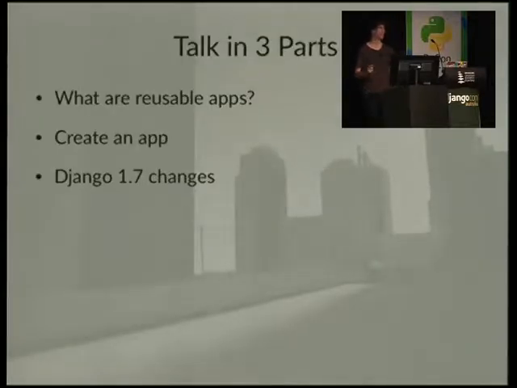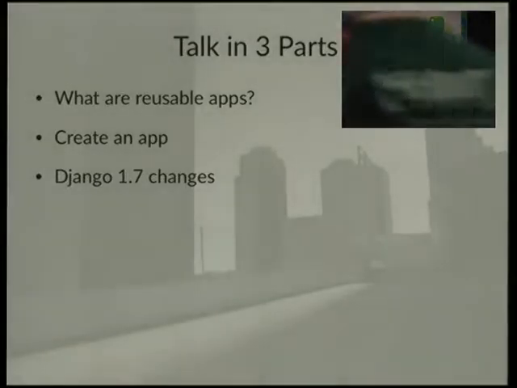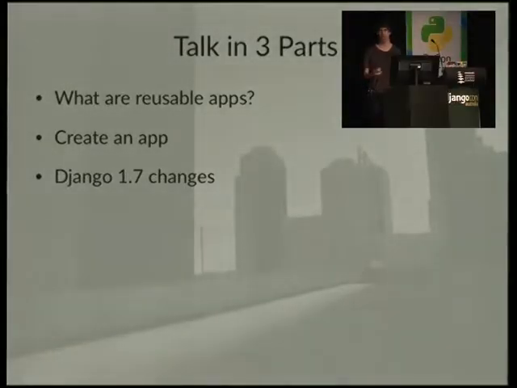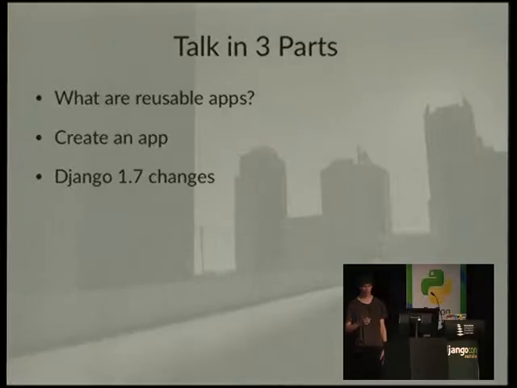OK, so a summary of this talk is going to happen in 3 parts. First, we're going to look at what reusable apps are. Second, we're going to walk through step by step and create a reusable app. Third, we're going to look at how Django 1.7 has changed how we go about creating reusable apps.